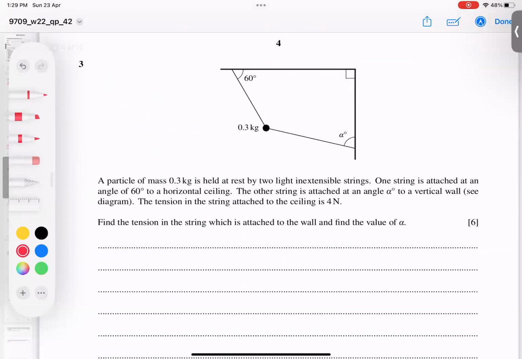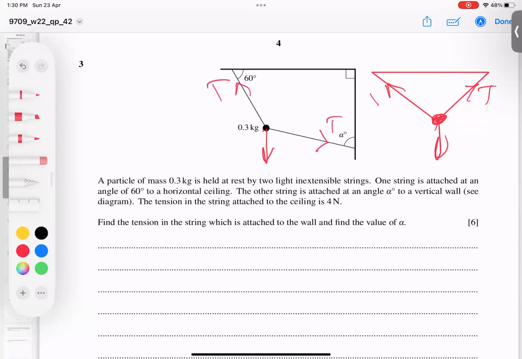Question number 3, he mentioned the question here. 0.3 mass is held at rest, and a string is attached at an angle of 60 degrees above with the ceiling, and one string attached with a wall. You can see the tension in the ceiling string is given as 4. And let me tell you, when a particle is hanging this way, students, a mass hanging here, the tension always goes like this. Because the weight is hanging here, tension will go this way and this way, always away from the weight.